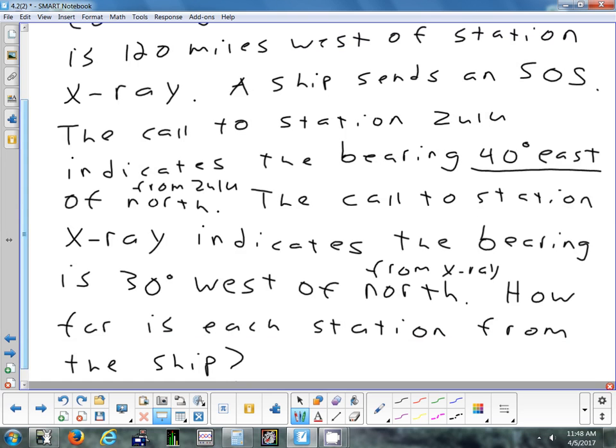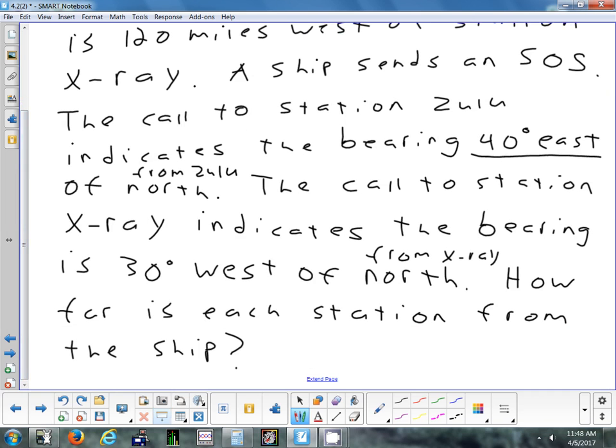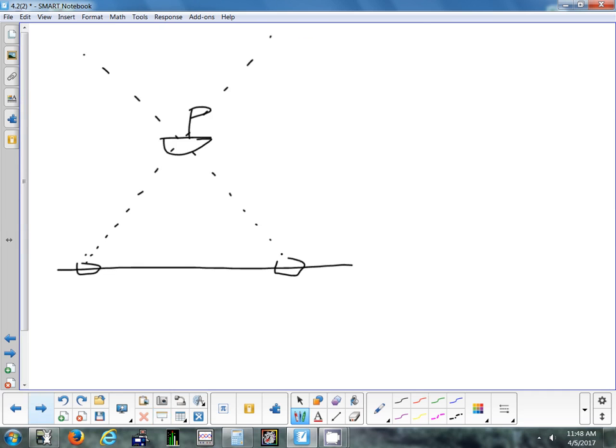How far is each station from the ship? That's what we want to figure out. So they're asking for 2 things this time, but in this problem, you're not going to have to make a second triangle. You're going to be able to do everything with just 1 triangle, unlike the last problem. This one, we definitely need a diagram, and it's pretty much going to look just like I drew right there.